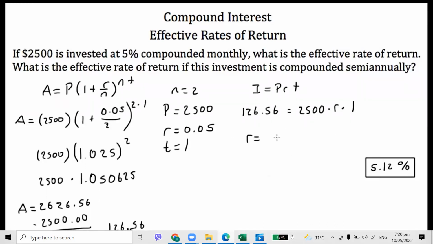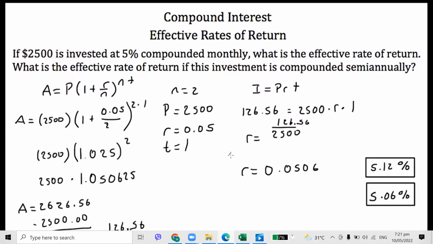So R is equal to 126.56 divided by 2,500. If we calculate that out, we get 0.0506. So our effective rate of return, if we're compounding semi-annually, is 5.06%. So compounding more often raises our effective rate of return. And now that we've talked about effective rates of return, that completes our tutorial on compound interest.